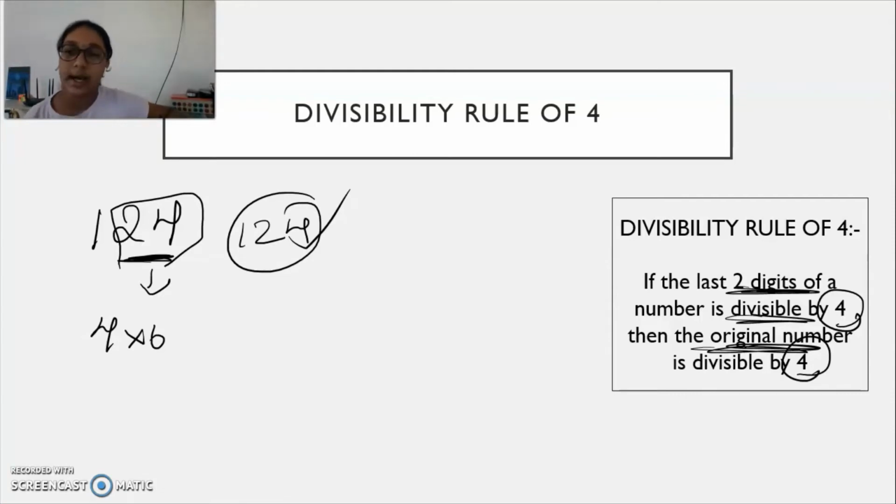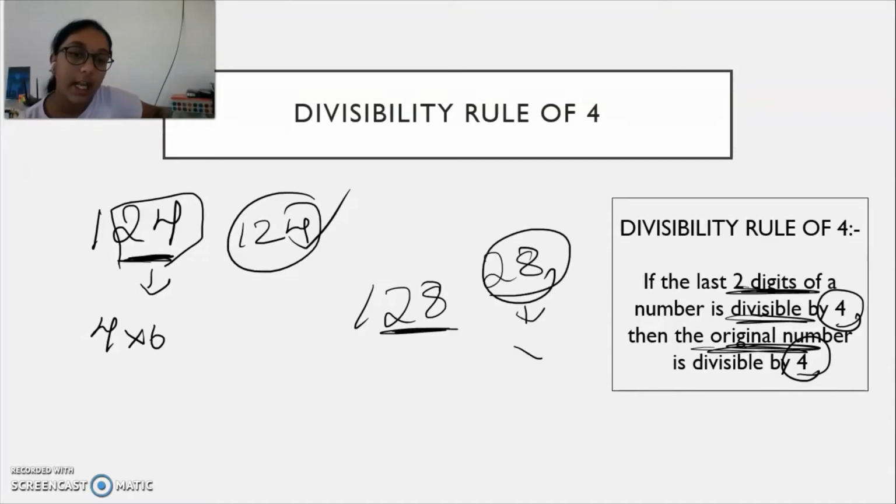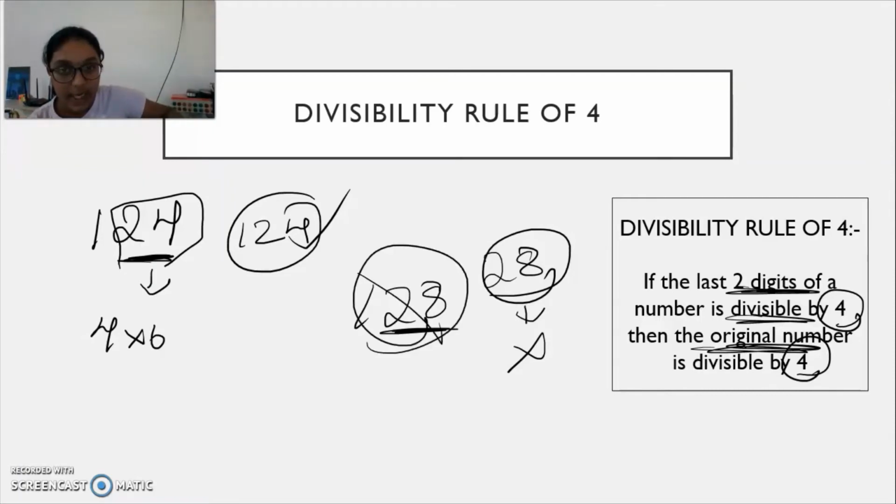Let's take another example, 128. The last 2 digits are 28. 28 is not divisible by 4, nor is it a multiple of 4. So the original number 128 is not divisible by 4.